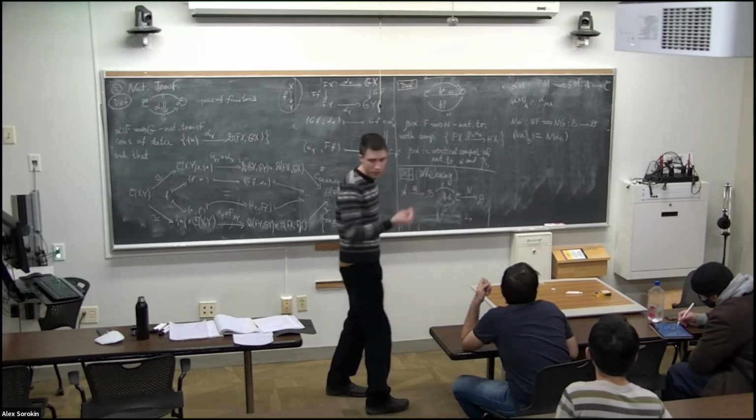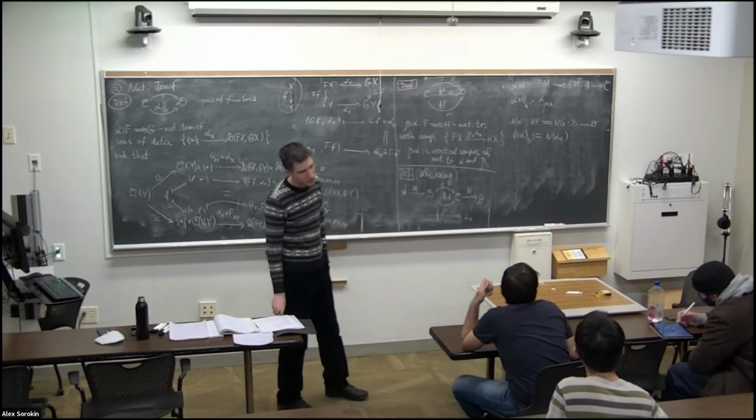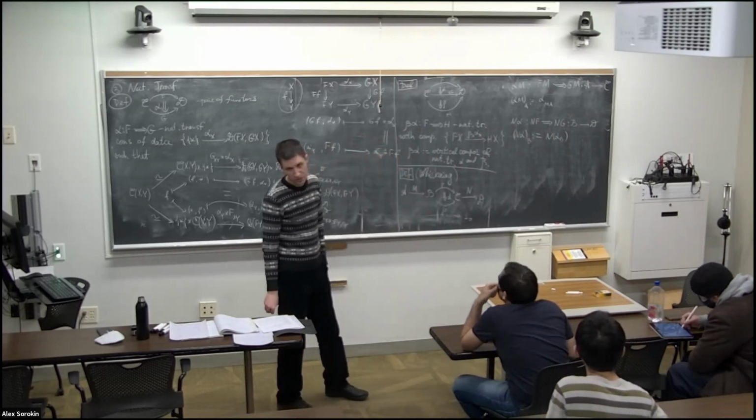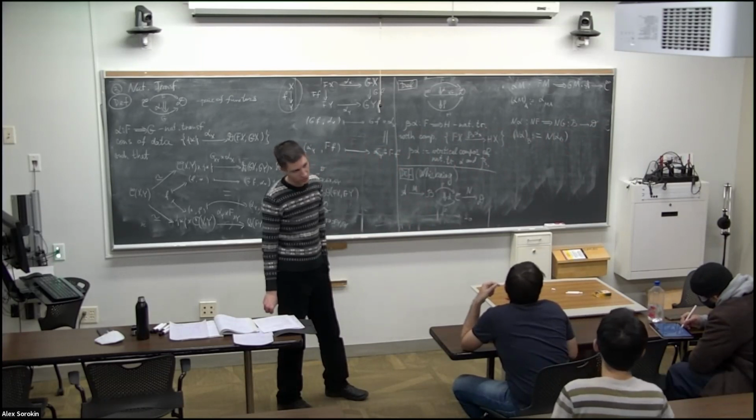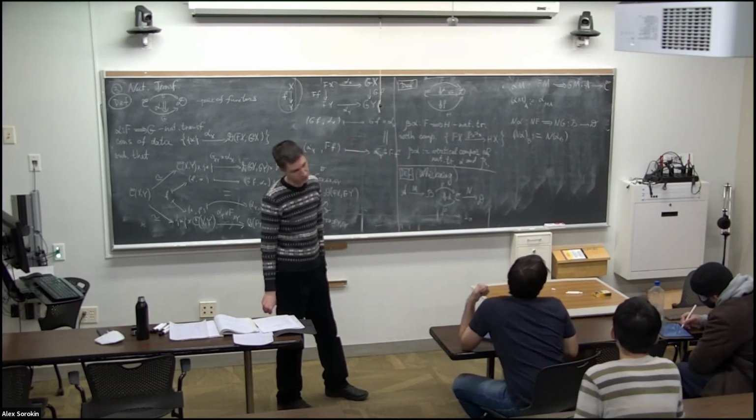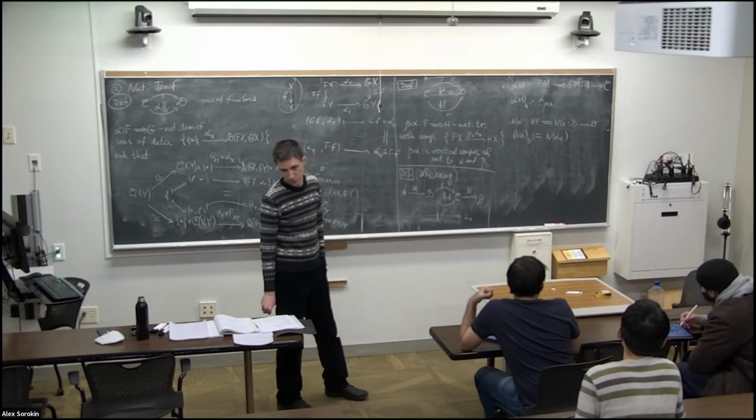Which of them is called left whisker, which right? I never remember that. I really don't care. I know how to multiply it. One of them is the left whisker, the other is the right. You can look it up yourself.